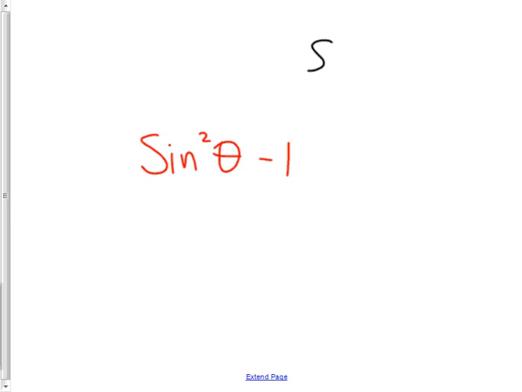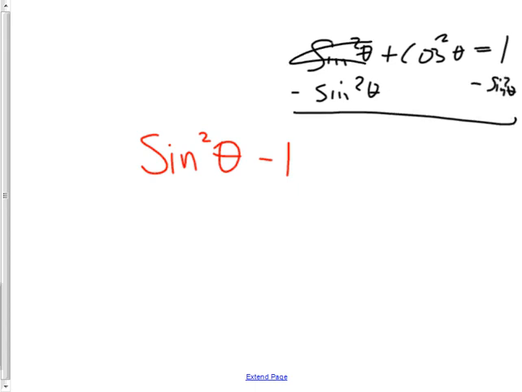Did you pull up this one? Sine squared plus cosine squared equals 1. And then can I just move the sine to the other side and go minus sine squared? Minus sine squared. And then get cosine is 1 minus sine squared.